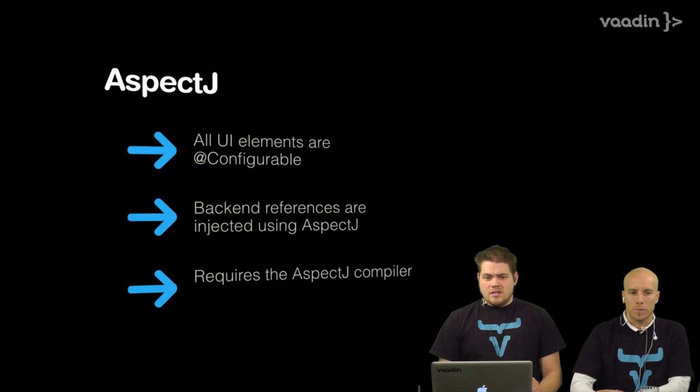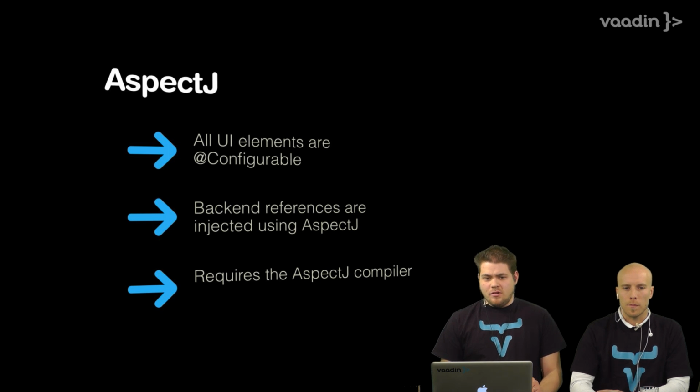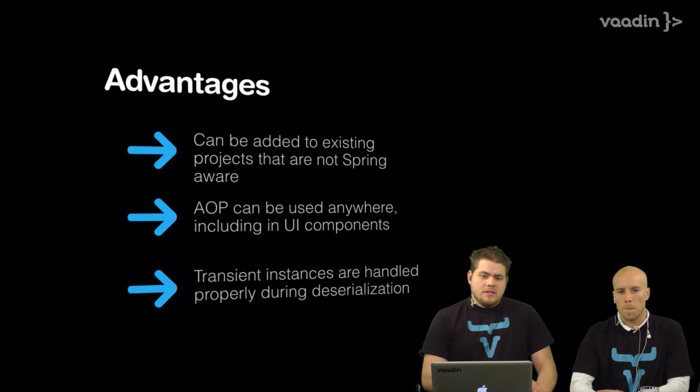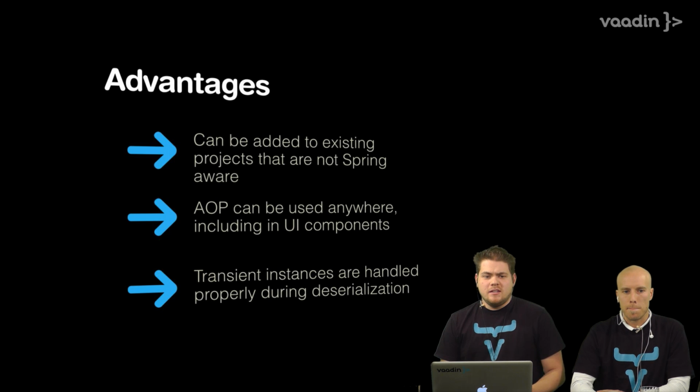into any UI class. And if you're using aspect-oriented programming, you can also apply advice to any method in any UI class. But this requires the AspectJ compiler. The advantage of this approach is that you can add this to existing projects that are not Spring aware.